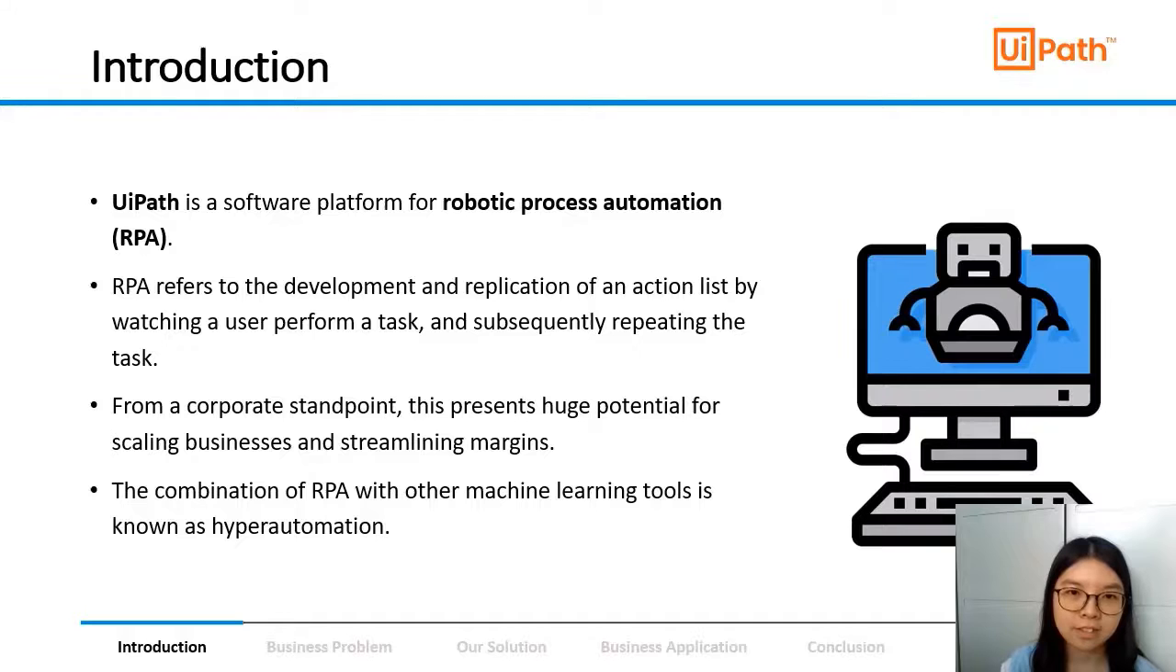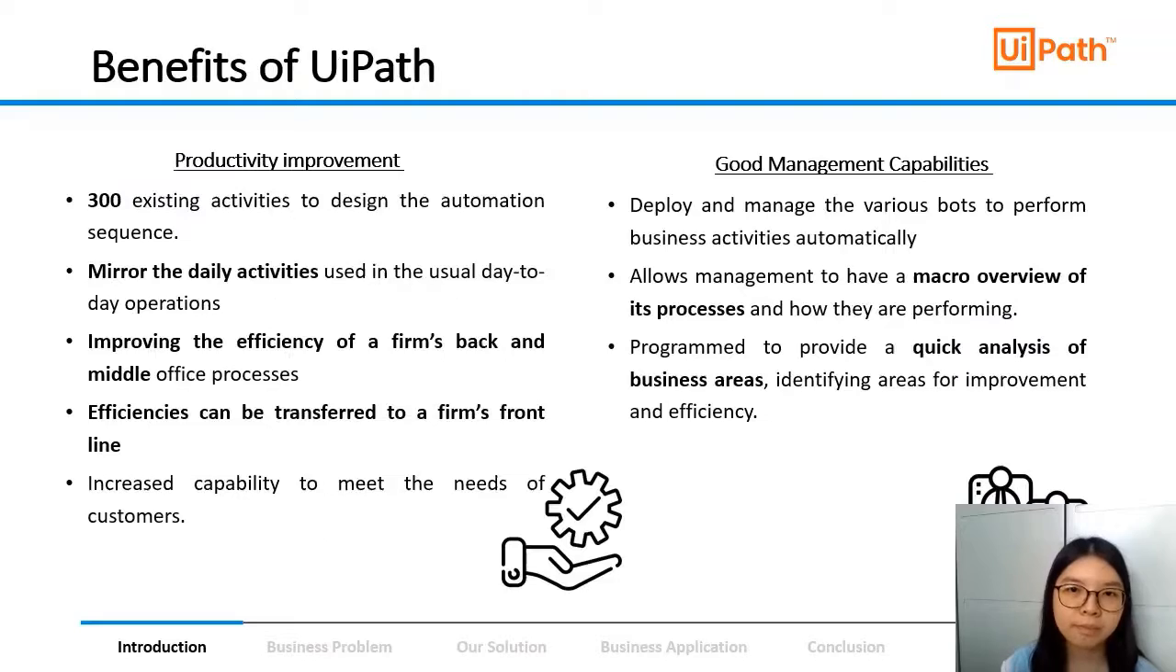Introduction. UiPath is a software platform for robotic process automation. RPA refers to the development and replication of an action by watching how the user performs the task and then repeating the task. For businesses, this presents a huge potential to scale their businesses and streamline margins.